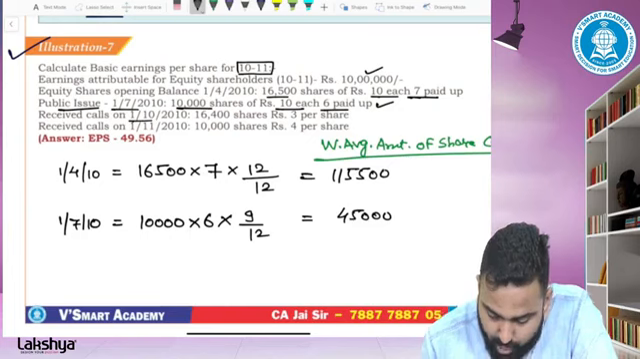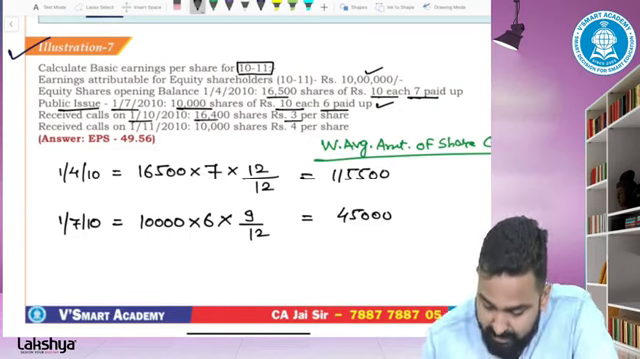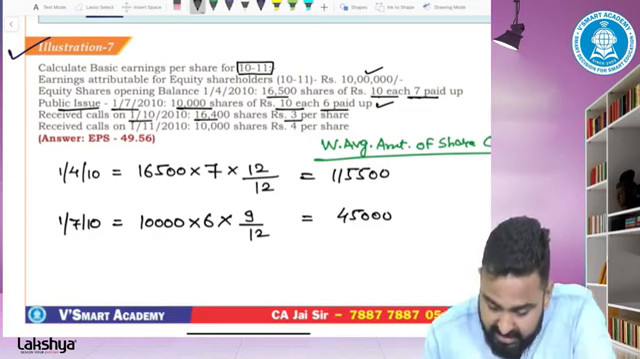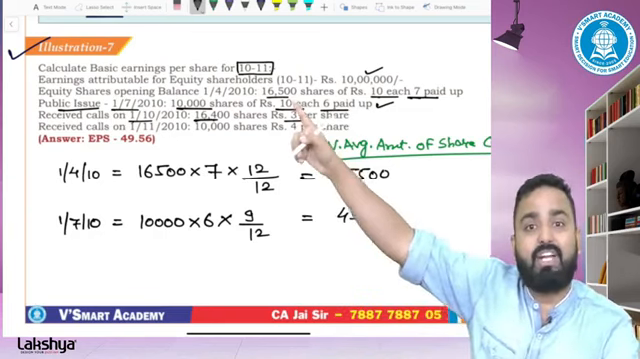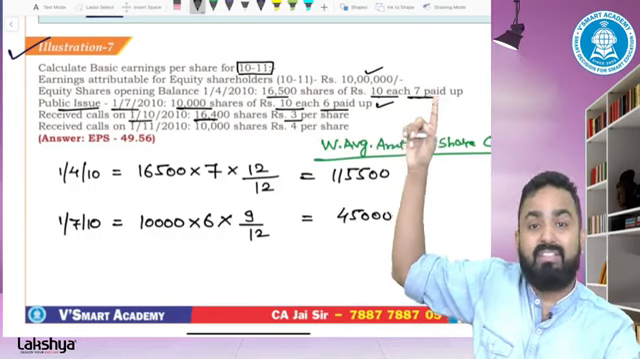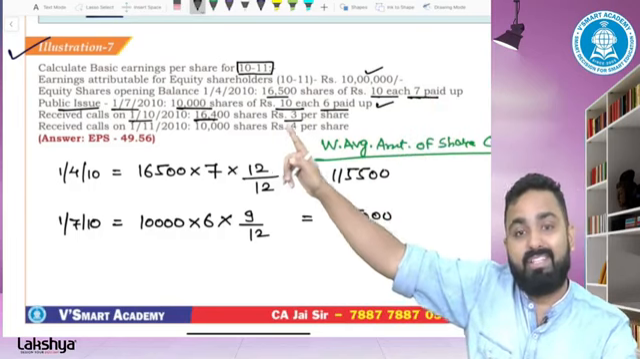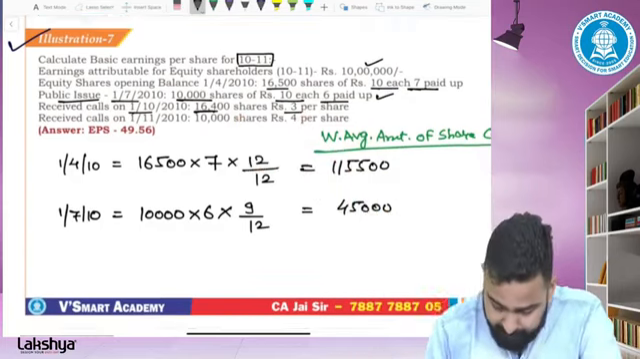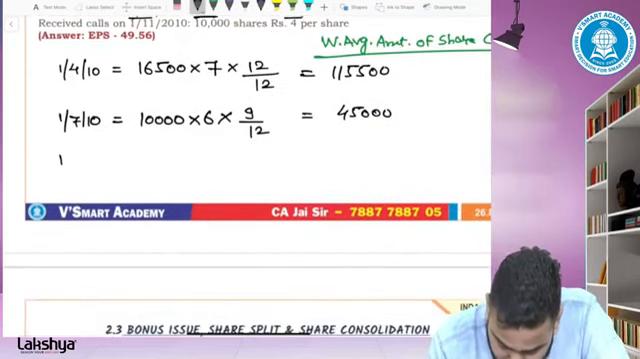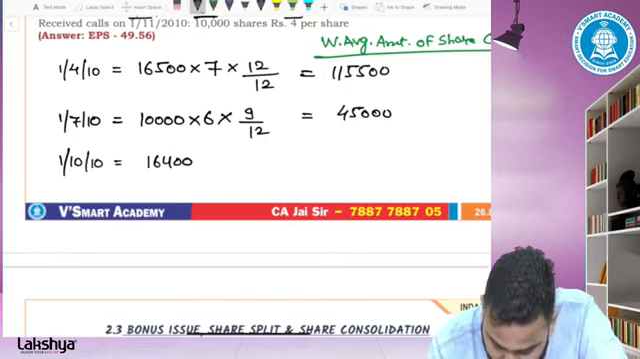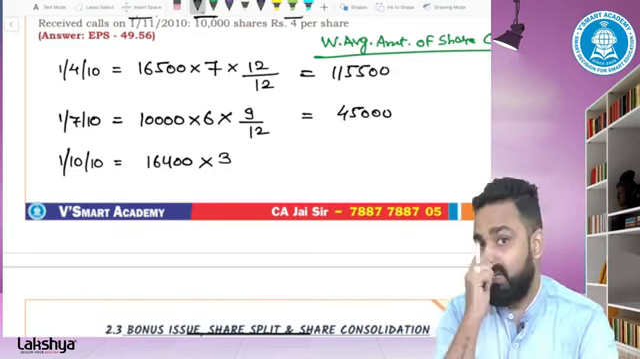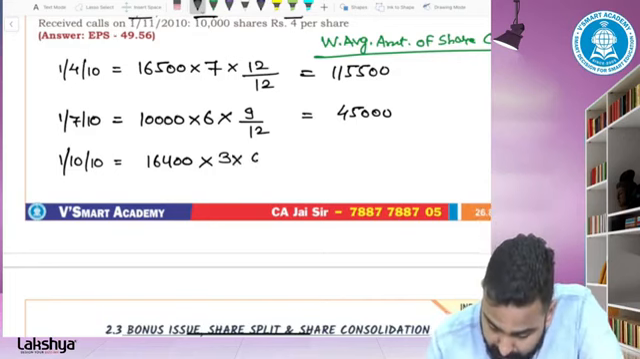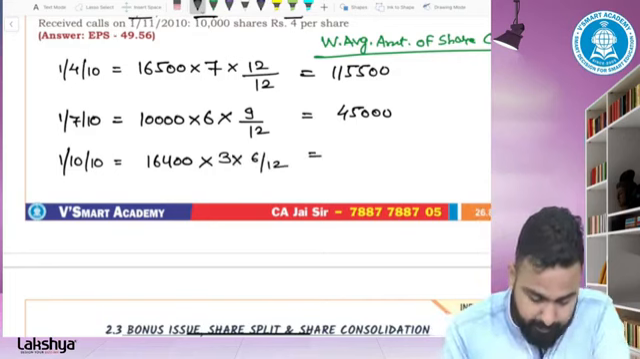Received calls on 1st October, 16,400 rupees 3 per share. Now 16,400, the same opening shares. These were 7 rupee paid up. Now we received the call of rupees 3, but on 16,400 only. So on 1st October, on 16,400, we received a call of 3 rupees multiplied by 6 by 12.